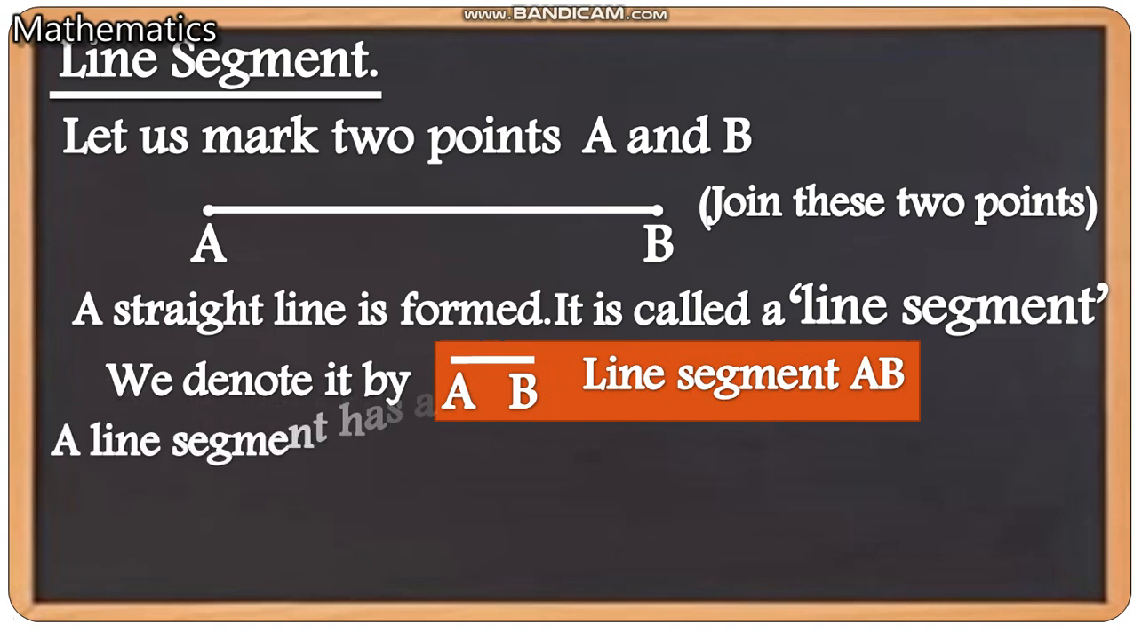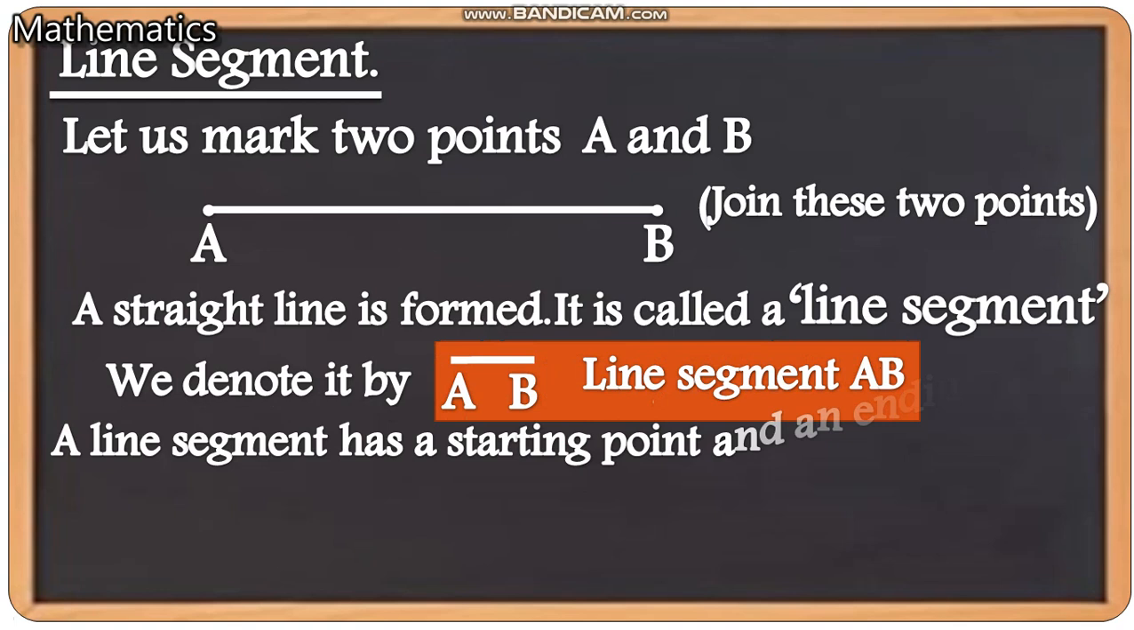A line segment has a starting point and an ending point. Here A is the starting point of that line segment and B is the ending point of the line segment.